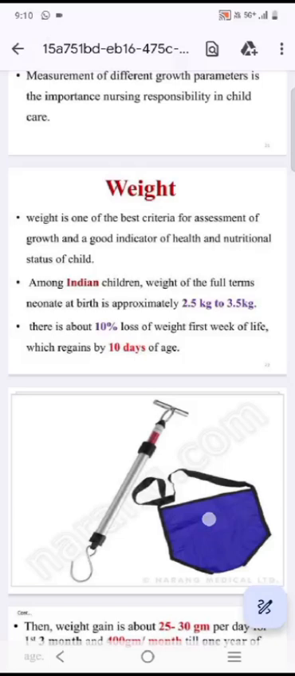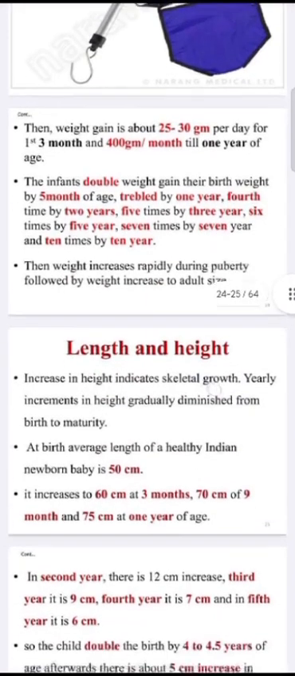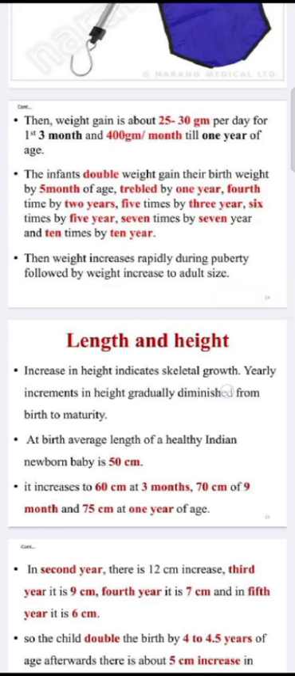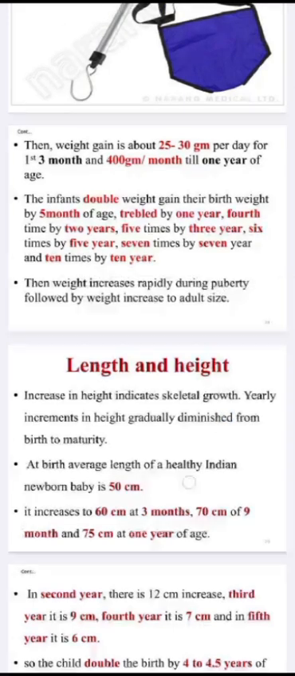Among Indian children, weight of the full term newborn at birth is approximately 2.5 to 3.5 kg. There is 10% loss of weight in the first week of life which is regained by the second week. Then weight is gained at 25 to 30 gram per day from 1 to 3 months and 400 gram a month till 1 year of age. The infant doubles birth weight by 5 months of age, triples by 1 year, quadruples by 2 years, 5 times by 3 years, 6 times by 5 years, 7 times by 7 years, and 10 times by 10 years. Then weight increases rapidly during puberty, followed by weight increase to adult size.